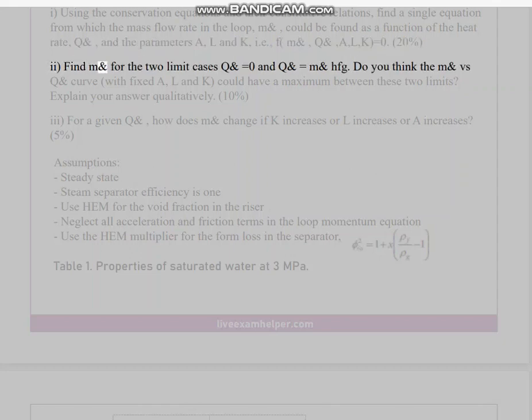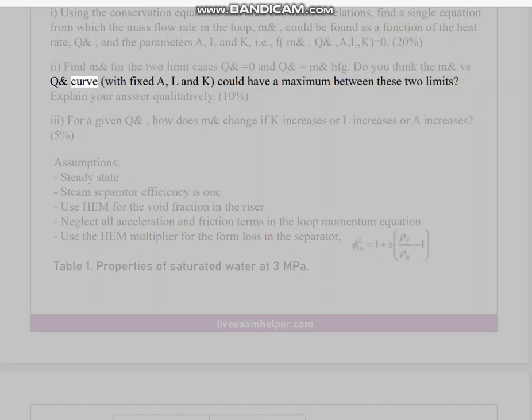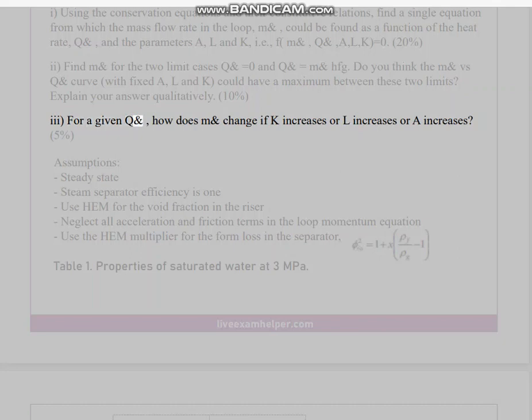2. Find m-dot for the two limit cases q-dot equals 0 and q-dot equals m-dot h_fg. Do you think the m-dot versus q-dot curve, with fixed A, L and K, could have a maximum between these two limits? Explain your answer qualitatively. 10%. 3. For a given q-dot, how does m-dot change if K increases, or L increases, or A increases? 5%.